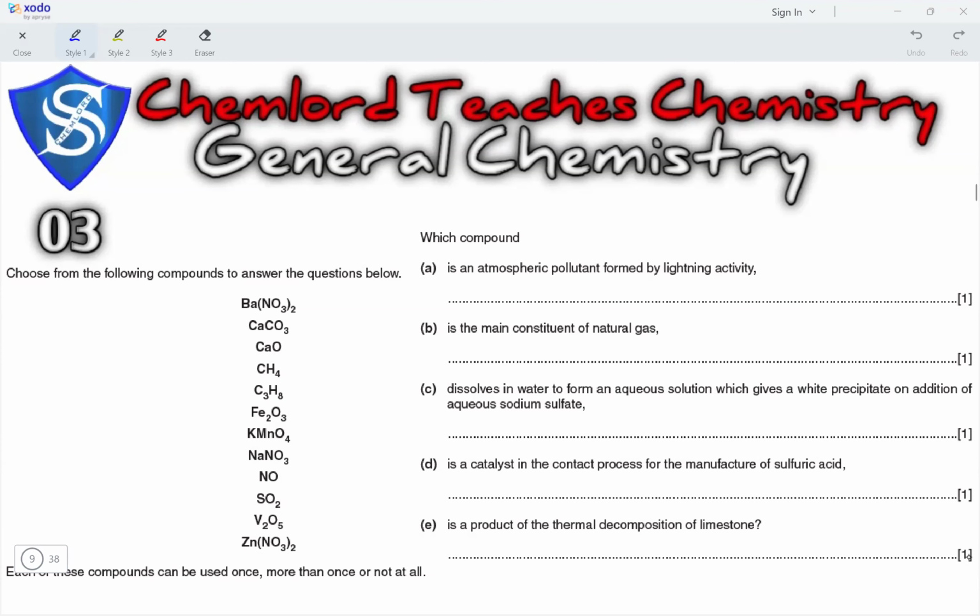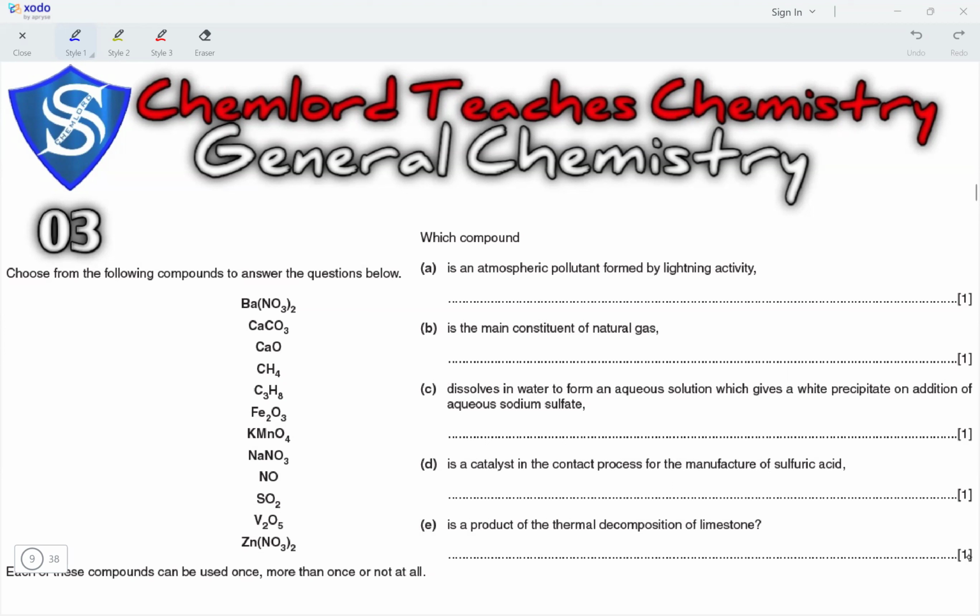Question 3. Choose from the following compounds to answer the questions below. Barium nitrate, calcium carbonate, calcium oxide, methane, propane, iron oxide, potassium manganate 7, sodium nitrate, nitrogen monoxide, sulfur dioxide, vanadium 5 oxide, and zinc nitrate. Each of these compounds can be used once, more than once, or not at all.